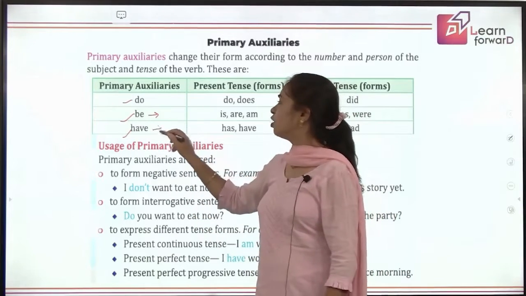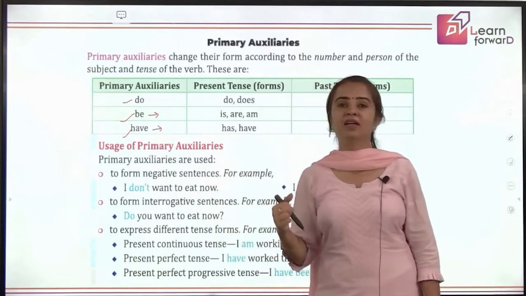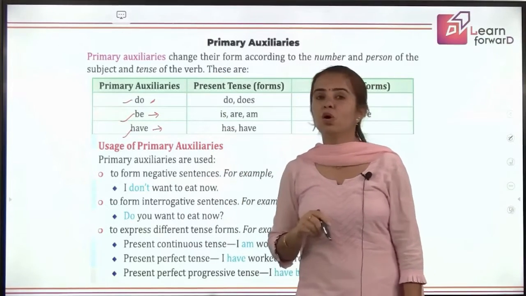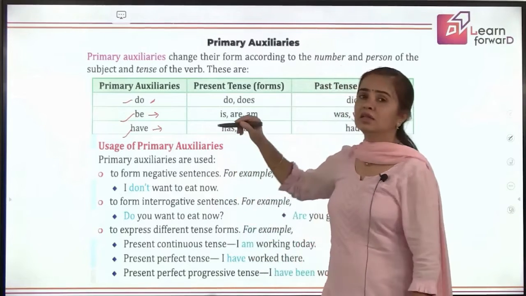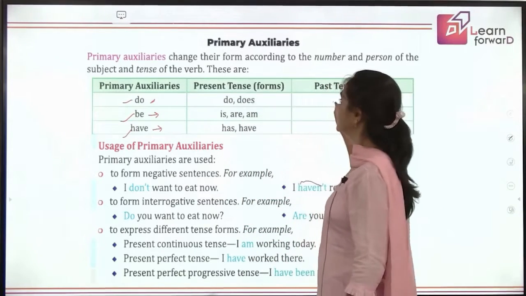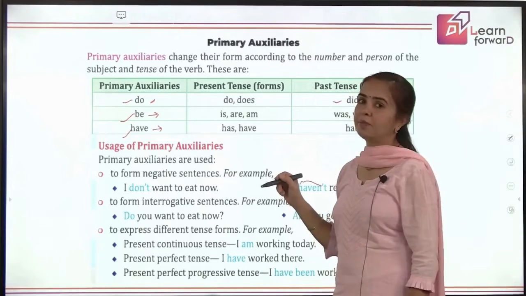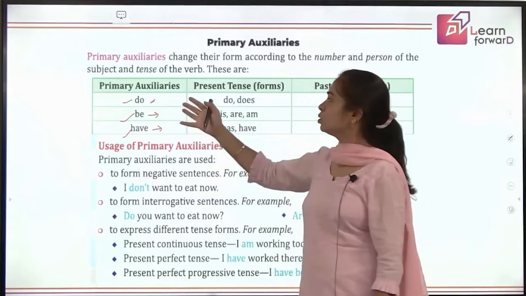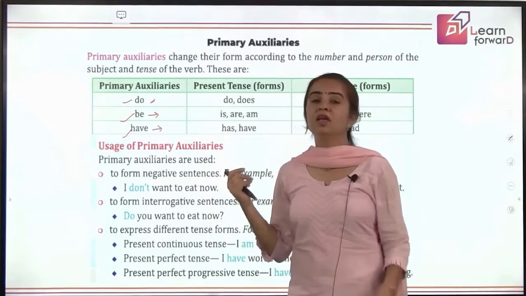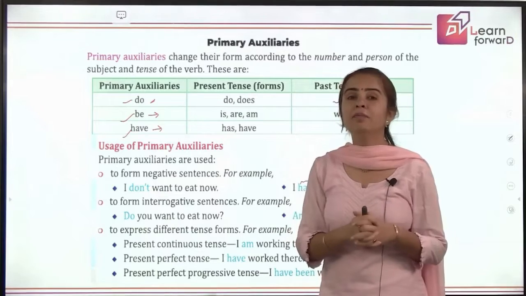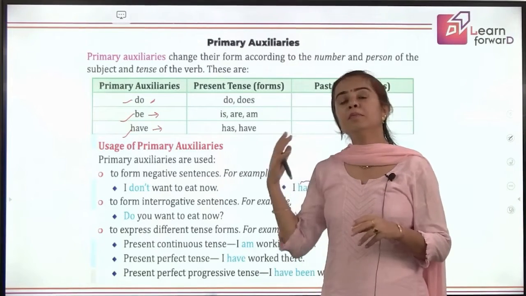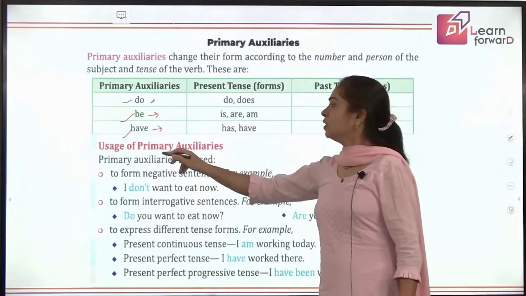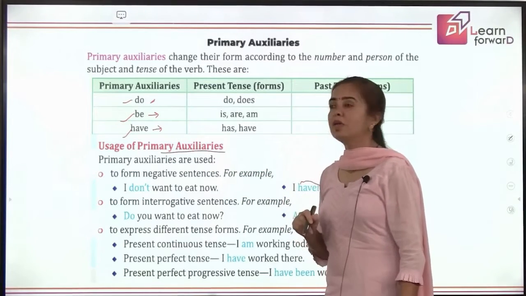And what are the forms of have? Has, have, had. Now, do is also used as a primary auxiliary. And the forms of do are do, does, and did. They are used as primary auxiliaries also. Although do is a main verb also, it is used as a primary auxiliary when it supports some other main principal verb in making the tense structure complete.